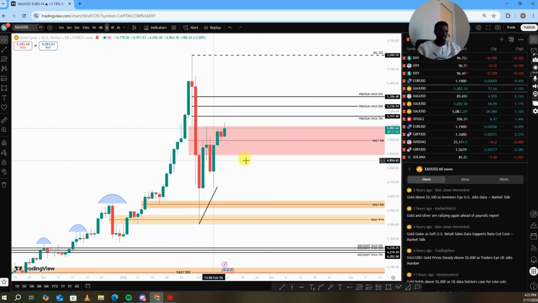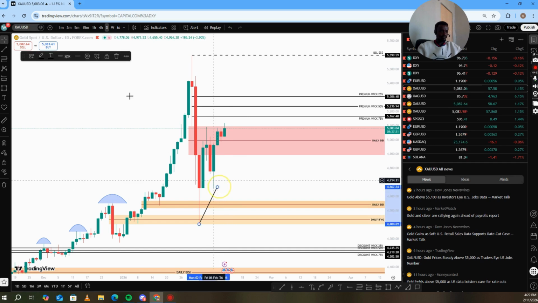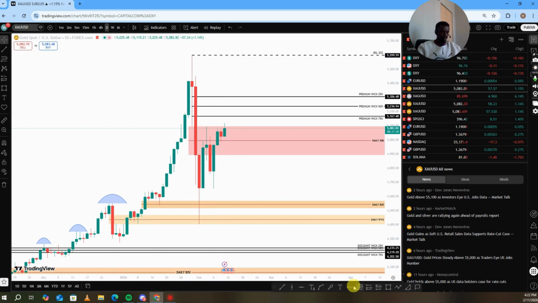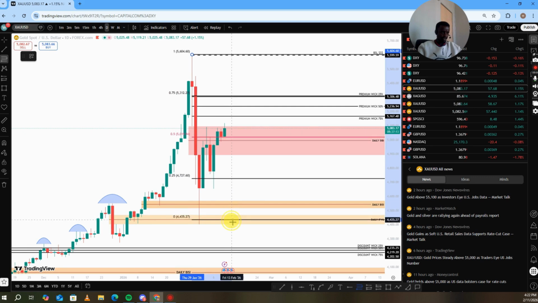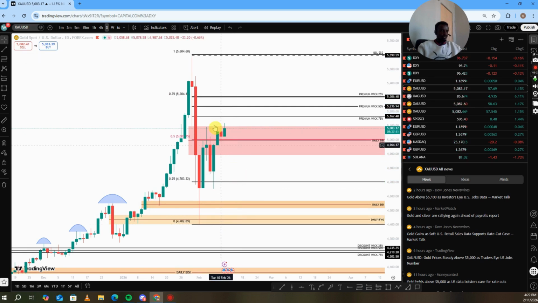how it's going to behave within this daily sell side imbalance, buy side inefficiency. And the reason why I'm really considering these arrays is because this array is quite significant. It's number one, at its midpoint, its consequent encroachment is in alignment with the equilibrium of this range. And apart from that as well, we realize that its upper half is in the premium range and its lower half is in the discount range.